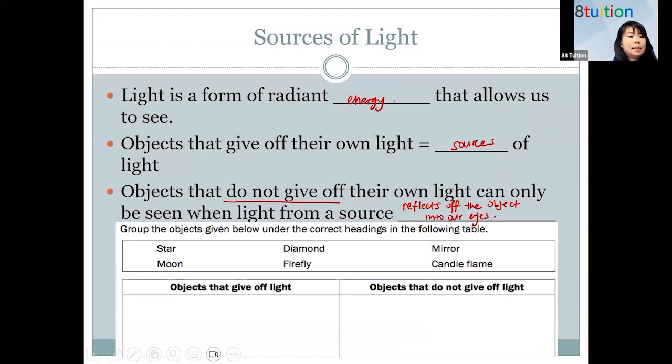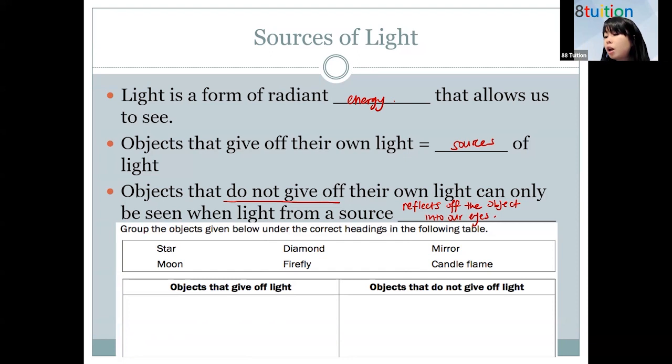So why can I see this pen? The pen does not give out its own light. But I can see this pen because light from the ceiling lamp shines on the pen and the light is reflected into my eye. Yanxing, you understand? Darius, you understand what I'm talking about? So why I can see objects that are not light sources is because light from a light source shines on the object and the light is reflected into our eyes. Chengxing, okay?